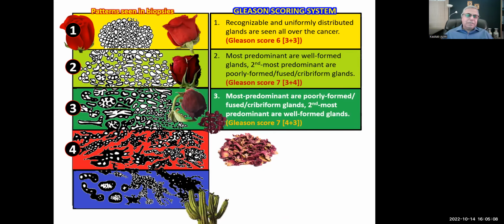Now let us go on to the next pattern, what you have in another biopsy core that you are looking at.